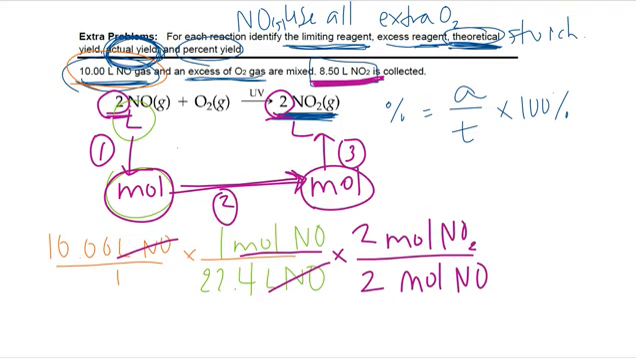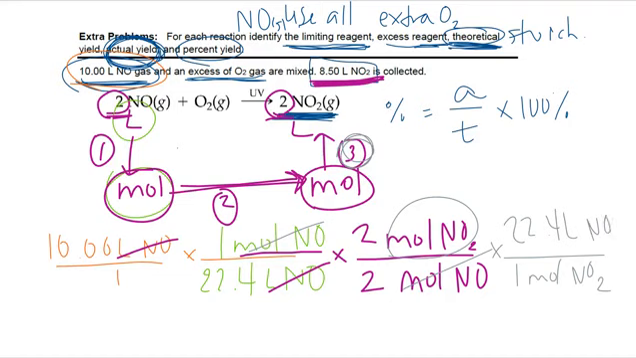And then finally, we got to cross those out. We need to go step 3, moles to liters. So 1 mole of NO2 on the bottom to 22.4 liters of NO2. And that will cancel these out. So let's do the math.